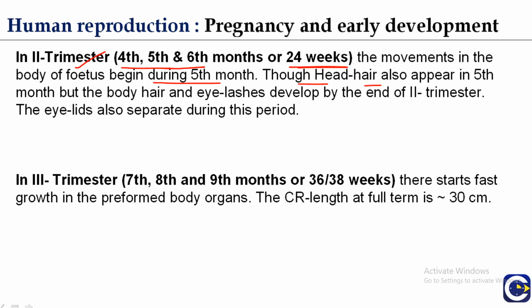Head hair also appears in the 5th month, but the body hair and eyelashes develop by the end of the second trimester. The eyelids also separate during the second trimester. In the third trimester the full growth takes place, with fast growth of the preformed body organs. The crown rump length is 30 centimeters.